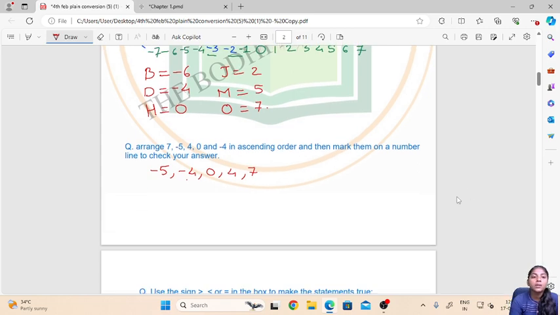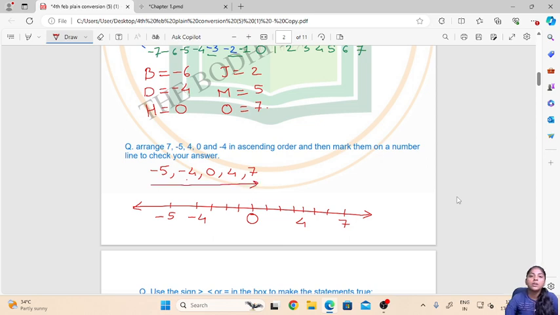Now we have to mark them on a number line. So let us draw a number line. First we will mark a 0 at the middle. Then 1, 2, 3, 4 will come. 5, 6 and then 7. Here on this side -1, -2, -3 and then it will be -4 and -5. So our answer is correct. See, it is in the correct order. It is ascending order.